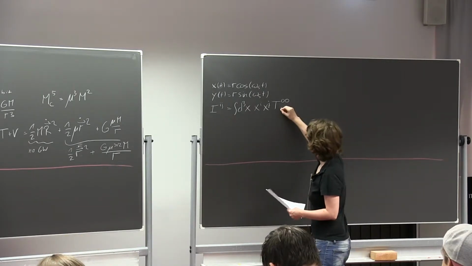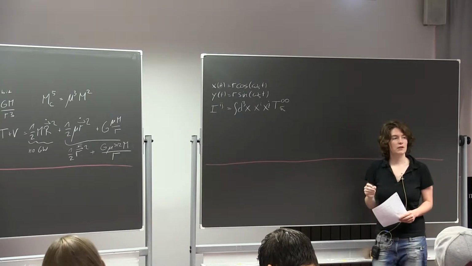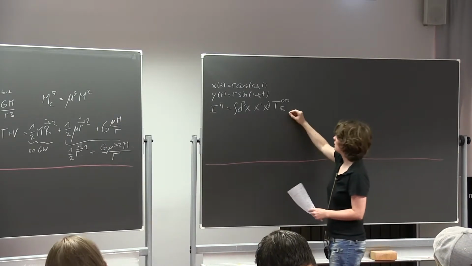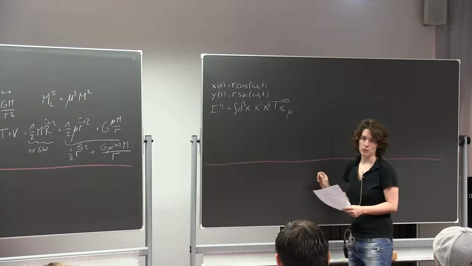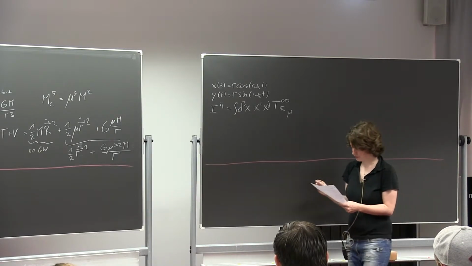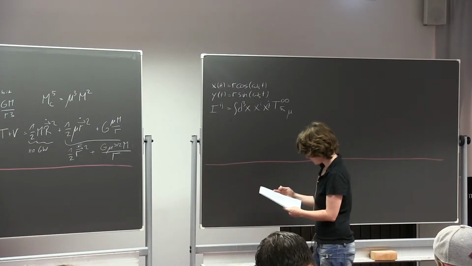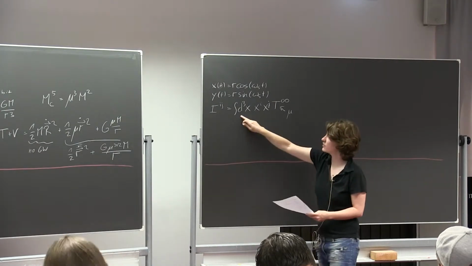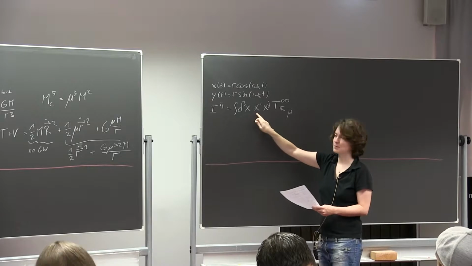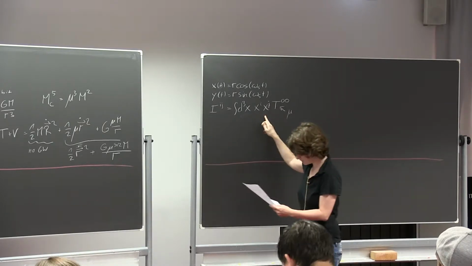And this thing, the energy momentum tensor, because we're considering a non-relativistic signal, this is just mu. This is just the reduced mass of the system. So now you can just compute. I mean, this integral is trivial, right? Because here it collapses. These are essentially delta functions.